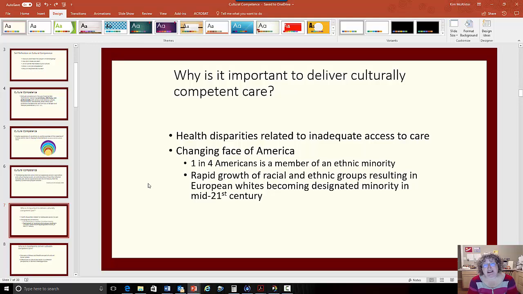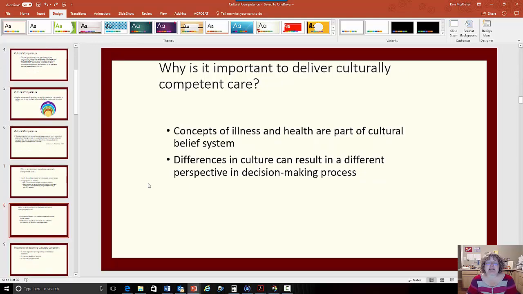We need to understand that America is changing in terms of ethnicity and race, and that races that have been viewed as minority races are quickly moving into the majority. So we all need to be aware of the different needs and the different impacts that healthcare has on people of different races and ethnicities, and also look at some specific considerations according to race and ethnicity.